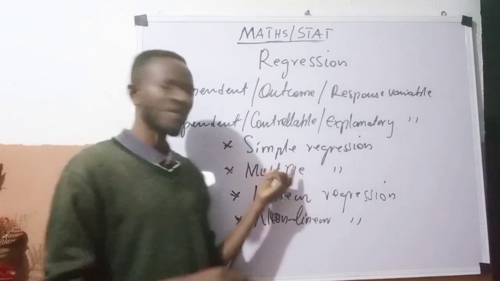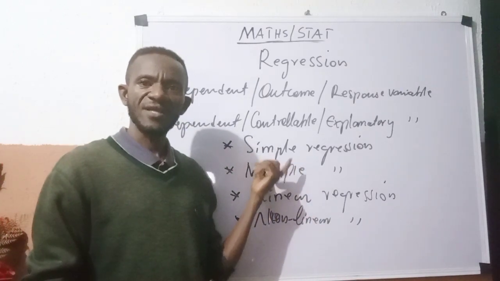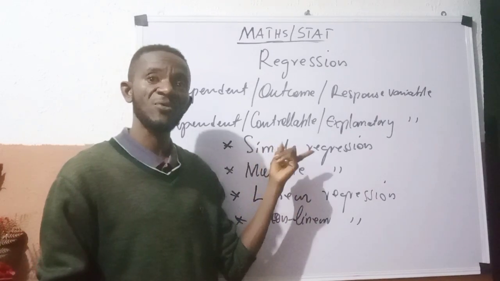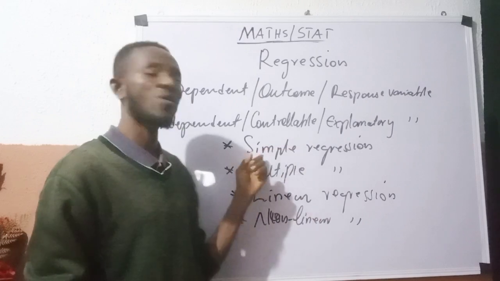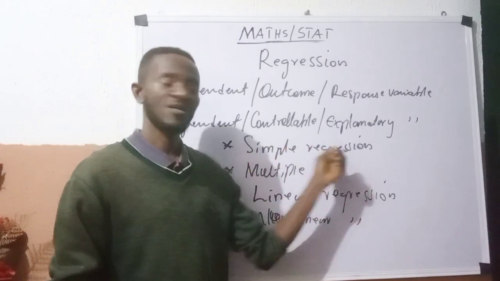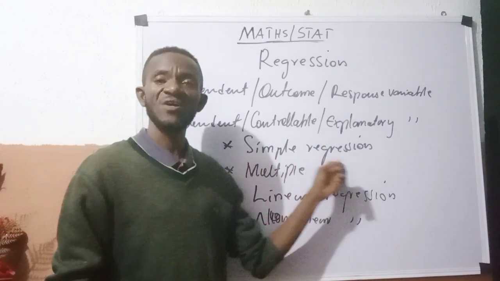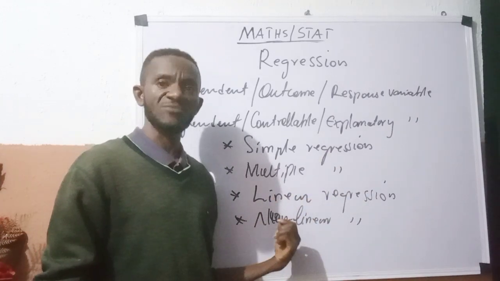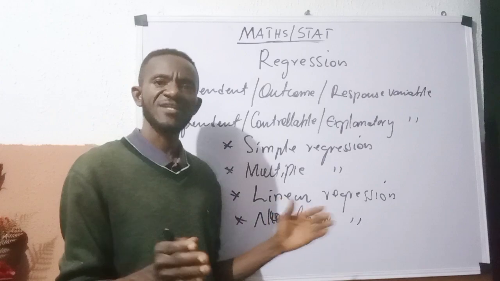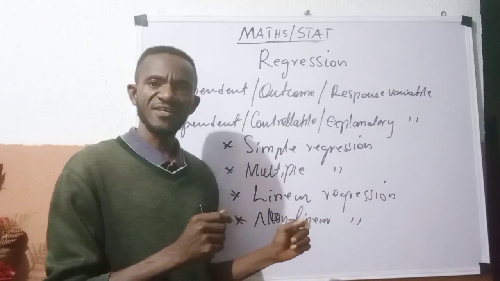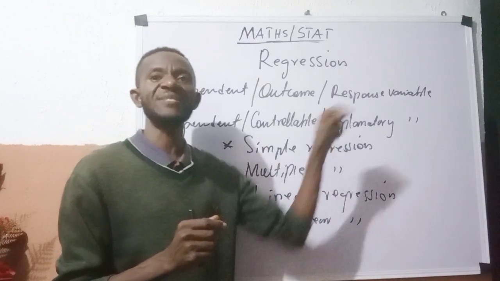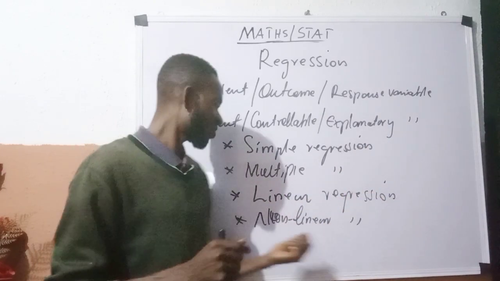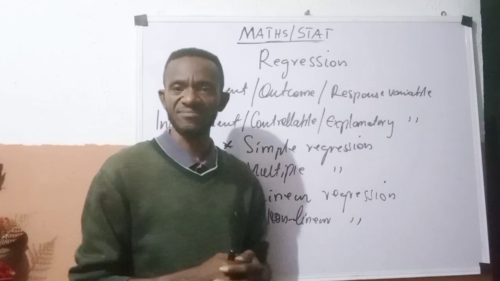A way of buttressing what we earlier had said: classifying regression in terms of the number of independent variables involved, we have what we call the simple regression and what we call the multiple regression. But then, classifying the regression in terms of the nature of the relationship that exists between the dependent variable and the independent variable, we have what we call the linear regression and what we call the nonlinear regression.